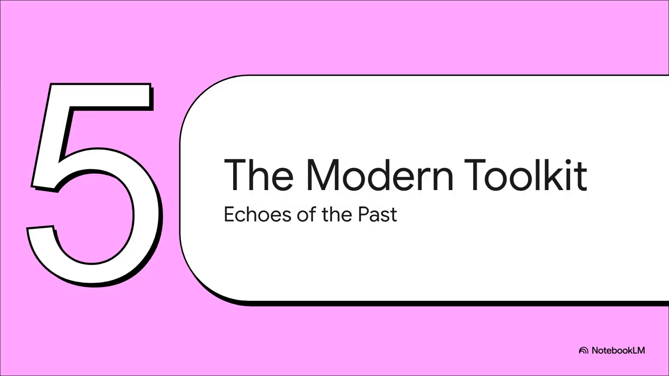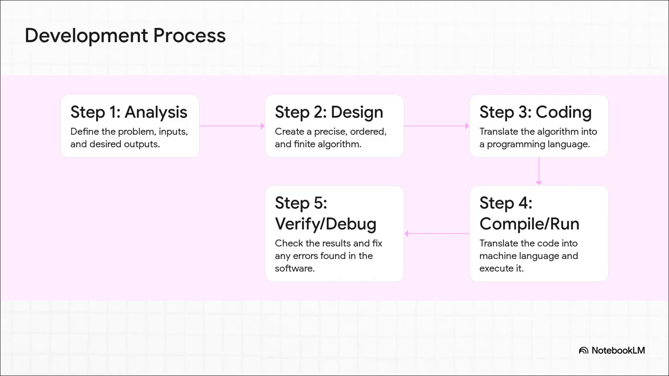So on to our last section, Section 5, the programmer's modern toolkit. Where does all this history leave us today? Well, we find echoes of the past in every single line of modern code. If you look at how a modern programmer works, it's a direct reflection of this entire history. It starts with analyzing a problem and designing an algorithm. That's pure Ada Lovelace. Then, you code that algorithm in a high-level language, which gets compiled for the machine. That is Fortran's legacy. Yeah, the tools are way more advanced, but the fundamental logic is identical.